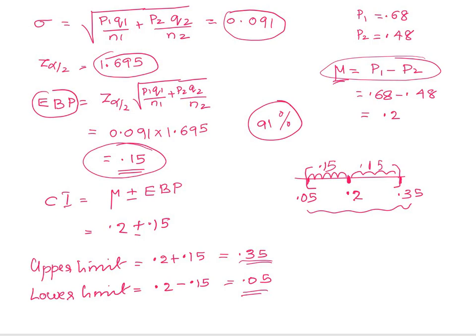So the confidence interval is this one, 0.05 to 0.35. So the difference of the means will lie between these ranges. That is the meaning of that one. Okay, I think you got it.